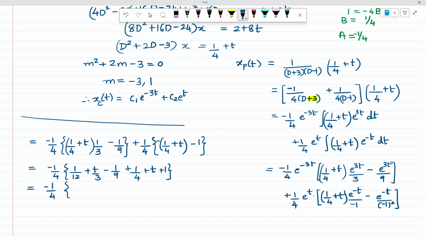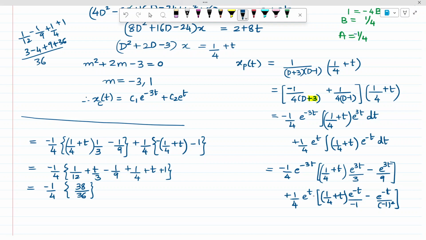All the fractions, I have 1 over 12 minus 1 over 9 plus 1 over 4 and plus 1. The LCM is 36. So I'll have 3 minus 4 plus 9 plus 36. So that's going to give me 48 minus 4. That's going to be 38. Is that correct?